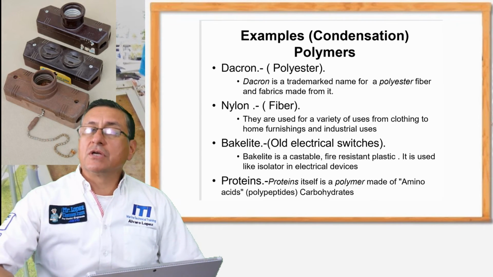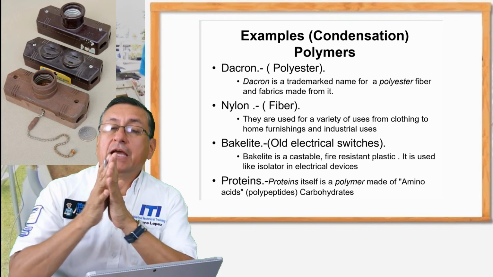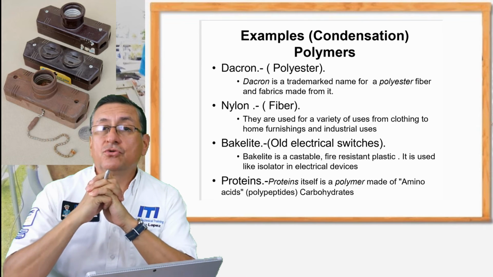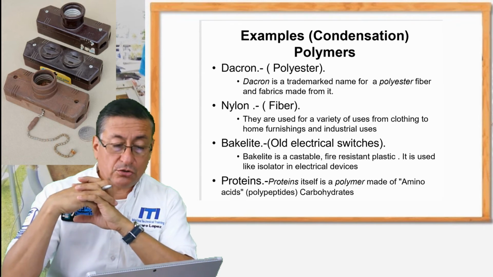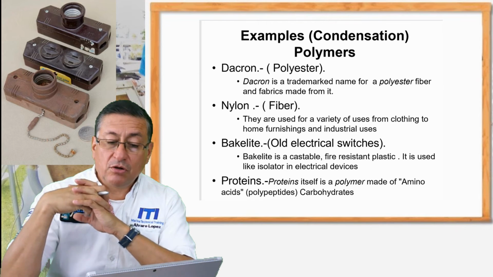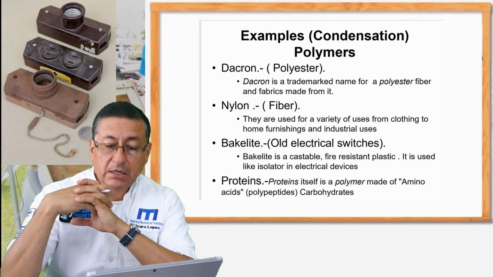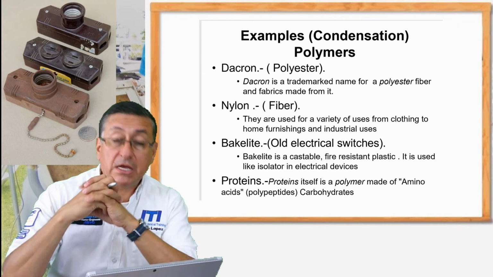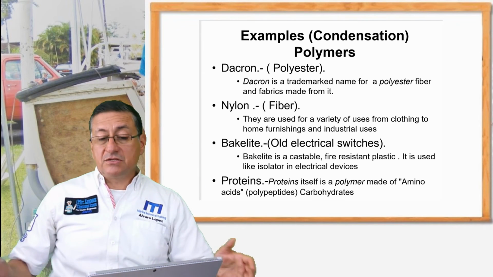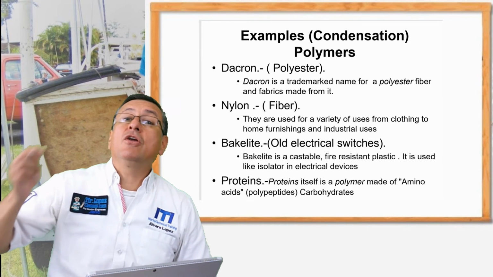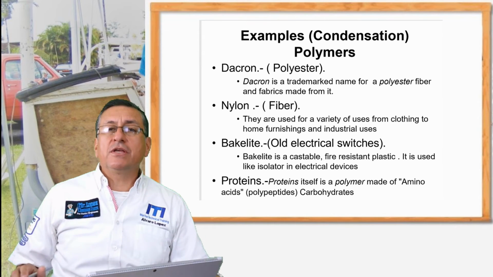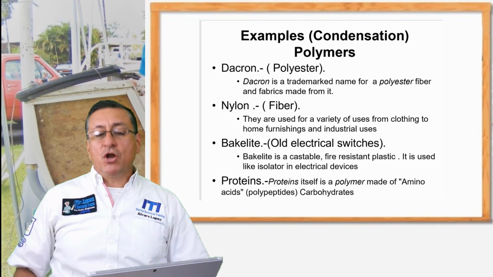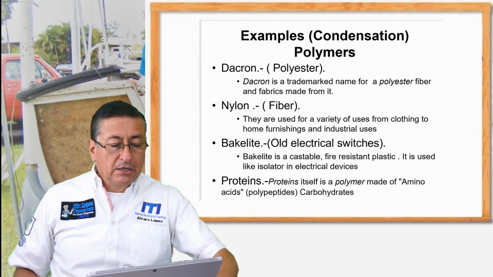all electrical switches and the insulators of high tension connectors, high tension switches, high tension switch selectors. Bakelite is a castable fire resistant plastic. It's used like an insulator in electrical devices. It's commonly used. And proteins. Proteins by themselves are polymers of amino acids. The monomers of the proteins are the amino acids. Yeah, the amino acids are the monomers of those proteins.